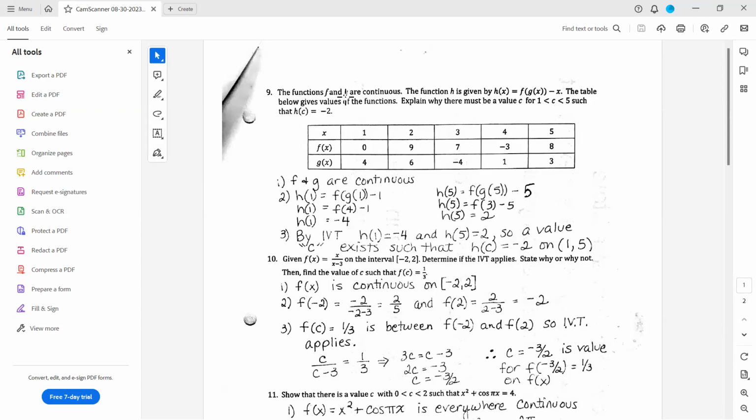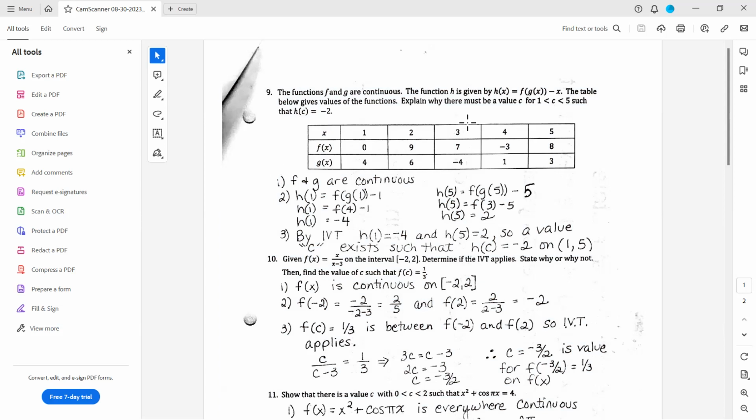I just wanted you to be aware that the theorem is slightly different. That's how we know that the composition is continuous, right? So that's this first condition here. F and G are continuous, and that makes the composition continuous, right?